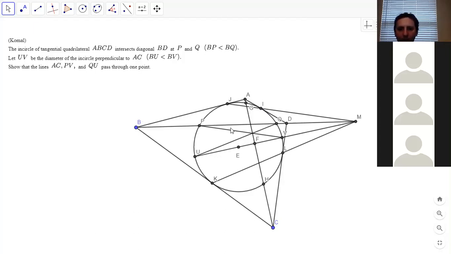And also we can prove that UV passes through M because M lies on the polar of A and M lies on the polar of C. So we have AC is the polar of M. So EM is perpendicular to AC. Also we have EV is perpendicular to AC. So U, E, V, M are collinear. That makes sense.